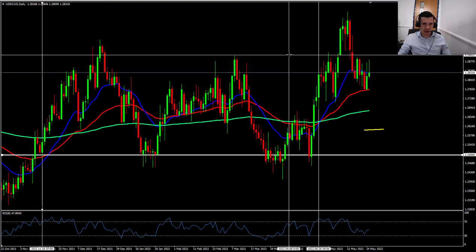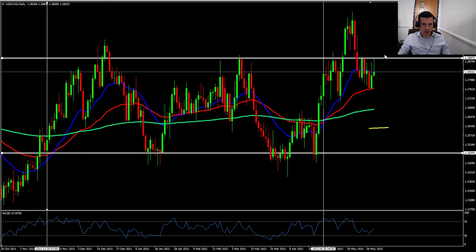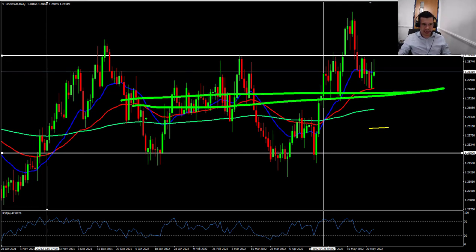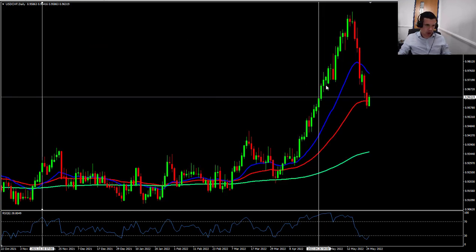As you can see, there are a lot of levels through here. This 129 mark, or just shy of 129, and again you've got 125. There's a 128 level in there as well. So again, until we get a confirmation of how well this market is performing, not much we can do.